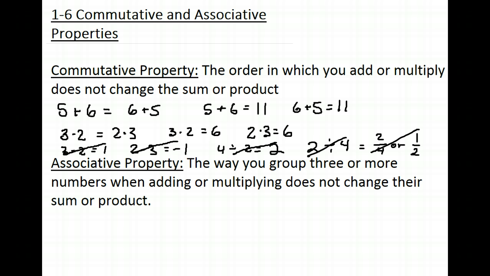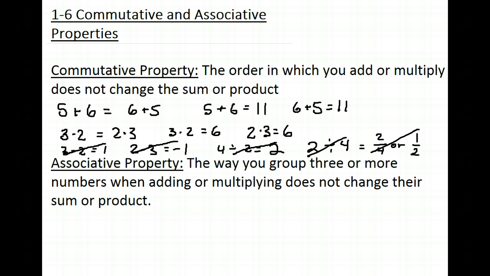Now let's talk about the associative property. And the associative property is the way we group 3 or more numbers when adding or multiplying does not change their sum or product. Again, it does not work for subtraction or division. We'll look at an example.